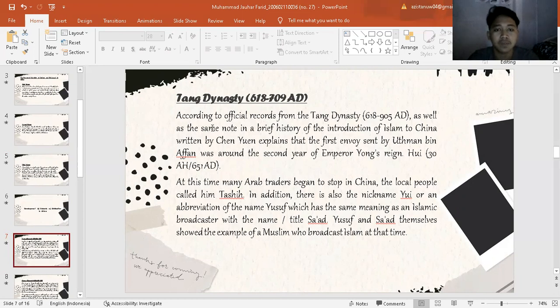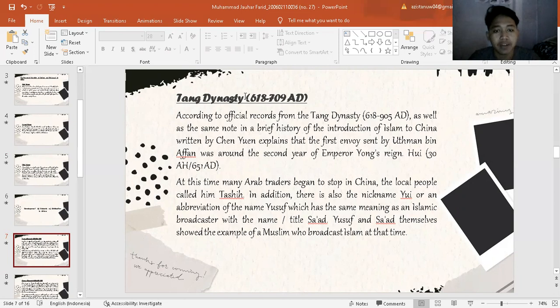According to official records from the Tang Dynasty, as well as the same note in a brief history of the introduction of Islam to China, written by Chen Yuan, it is explained that the first envoy sent by Uthman bin Affan was around the second year of Emperor Yong's reign, or 30 Hijriah, or 651 AD.